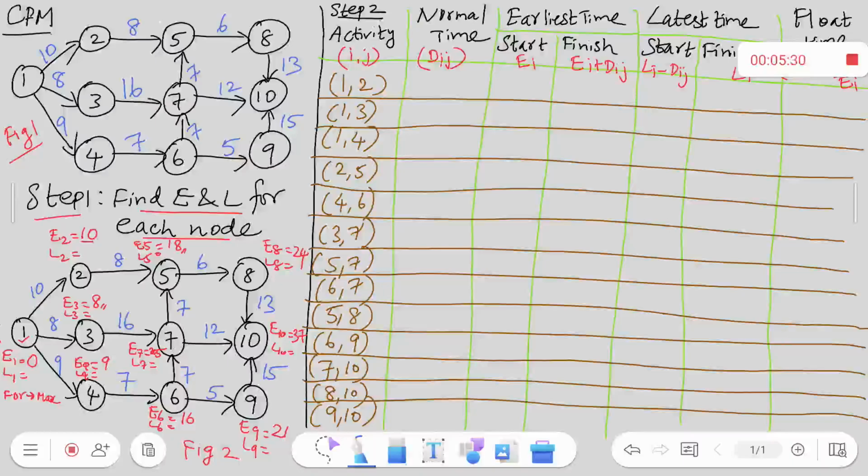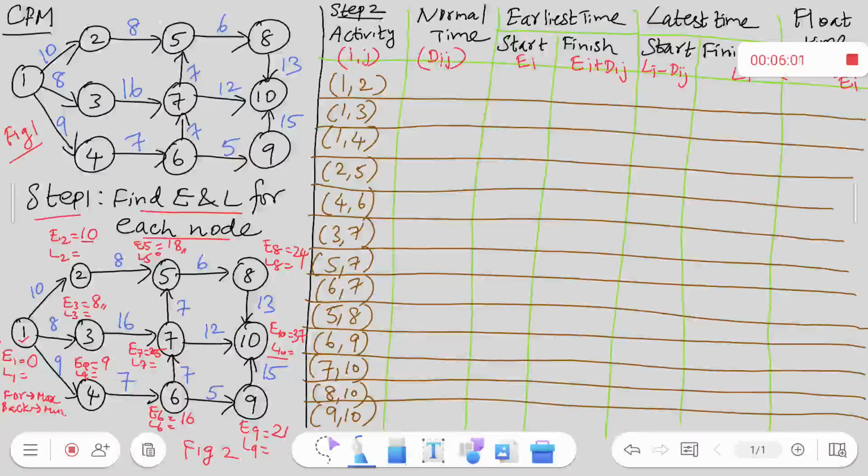When I move in the forward direction, I take the maximum distance to reach the particular node. It is mentioned by the E suffix on the respective node. We have calculated the earliest start time. Now, to calculate the latest finish time, we should go in the backward direction. When I go in the backward direction, I should consider the minimum value. This is my thumb rule.